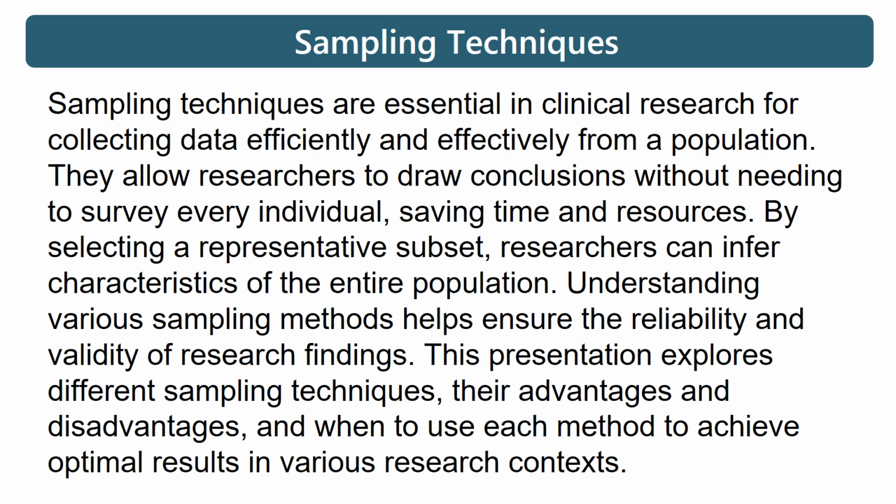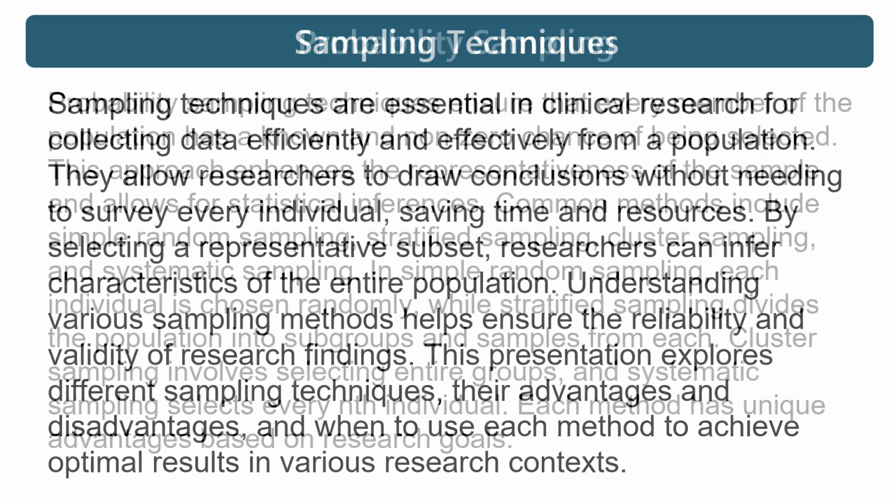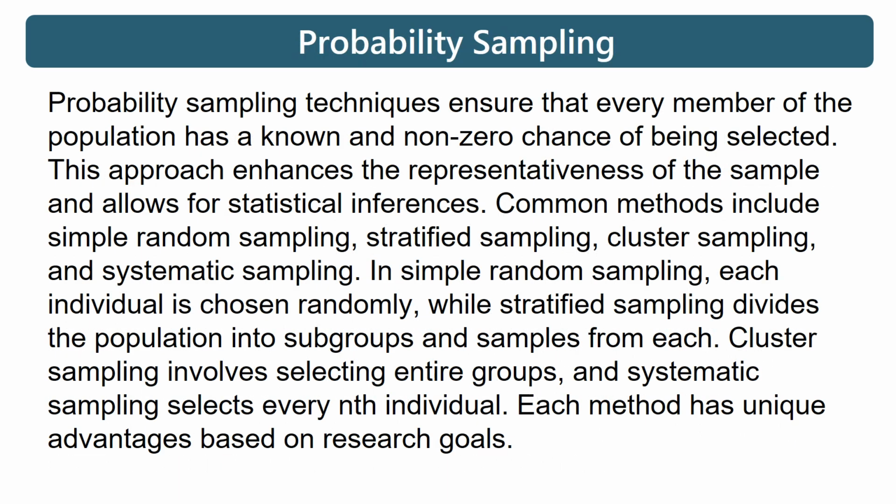in various research contexts. Probability sampling techniques ensure that every member of the population has a known and non-zero chance of being selected. This approach enhances the representativeness of the sample and allows for statistical inferences. Common methods include simple random sampling, stratified sampling, cluster sampling, and systematic sampling.